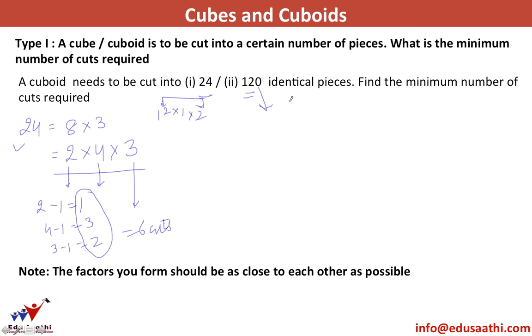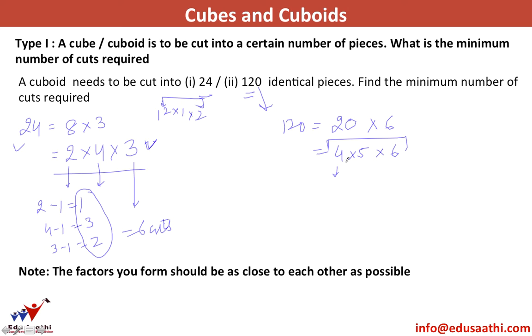Similarly for 120, now 120 is what? You can start with 2 factors because it's a little easy, but eventually you have to find out 3 because we need to cut 3 faces and the opposite 3 faces are cut by themselves. So I have 120 as 20 into 6. Now what is 20? 20 is 4 into 5 and then into 6. These are the closest set of factors that you will find.